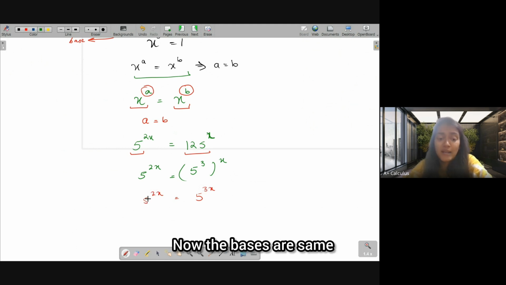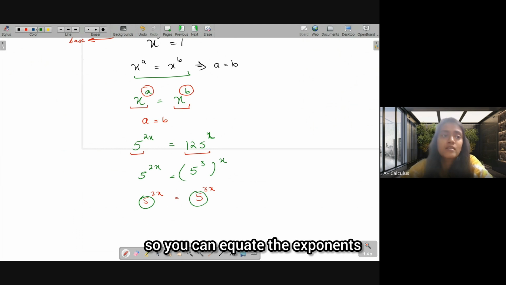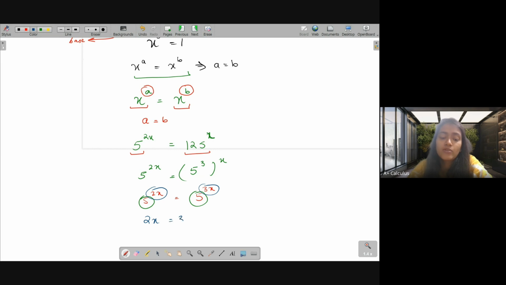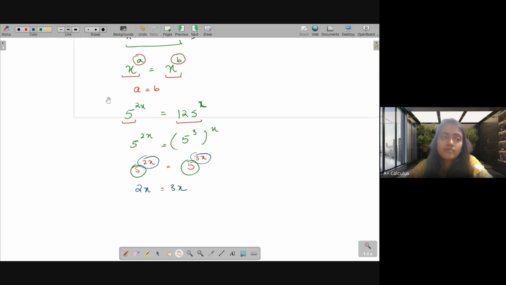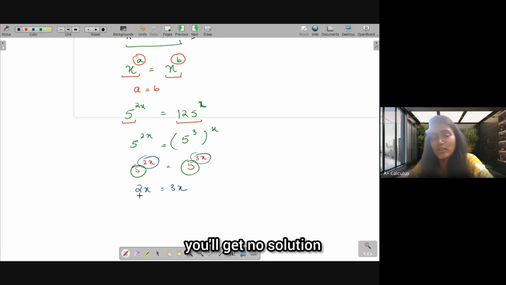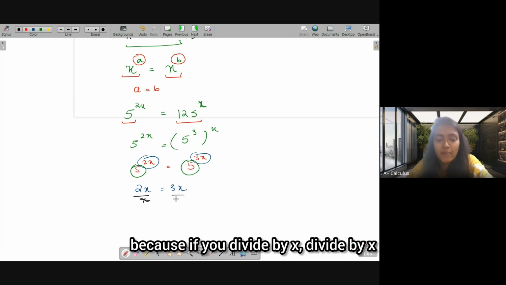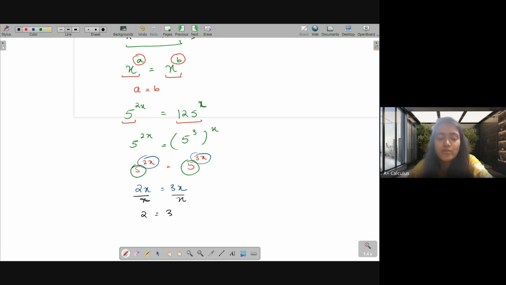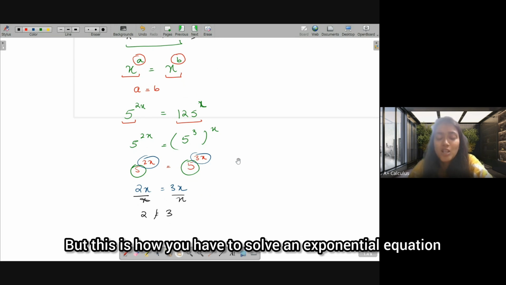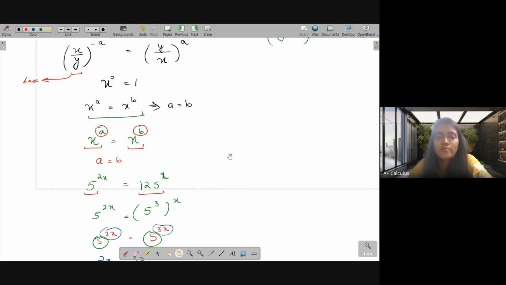Now the bases are the same: base is 5, base is 5. So you can equate the exponents. So 2x is equal to 3x. And in this case, you'll get no solution, because if you divide by x, you'll get 2 is equal to 3. Well, that is false. So in this case, you get no solution. But this is how you have to solve an exponential equation.